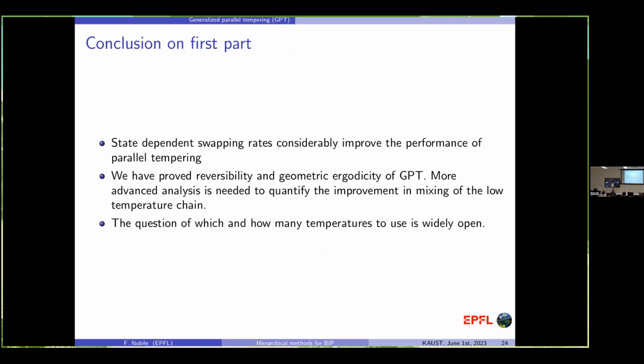Okay. So this was, I think, a nice idea to explore. Of course, there are many questions that are left open, starting from the theoretical point of view, to improve the characterization of the mixing of the tempering. From the more practical point of view, the question that is still open is how many temperatures to choose and which temperatures to choose, which is still open for discussion.